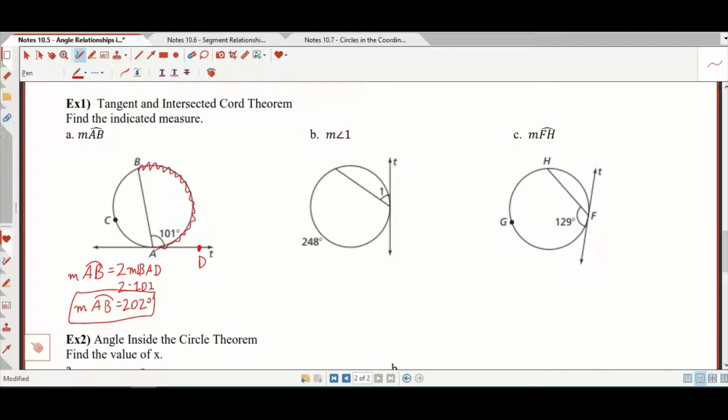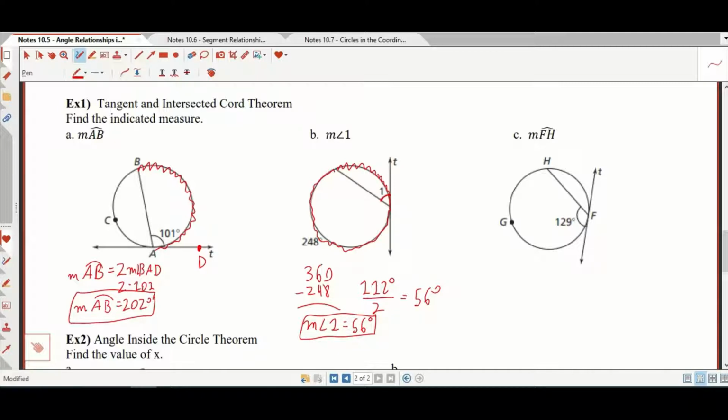Okay? Now, the measure of angle 1 here, we don't know it, but it's half of that arc, but we don't know that arc. But we kind of do, because its arc complement, we'll learn that later, is 248 degrees. So if we do 360 minus 248, because 360 is the whole circle, so the rest of it, 360 minus 248 is equal to 112 degrees. So the measure of that arc is 112 degrees, and the measure of the angle is going to be half that, which 112 divided by 2 is 56 degrees. So the measure of angle 1 is 56 degrees.